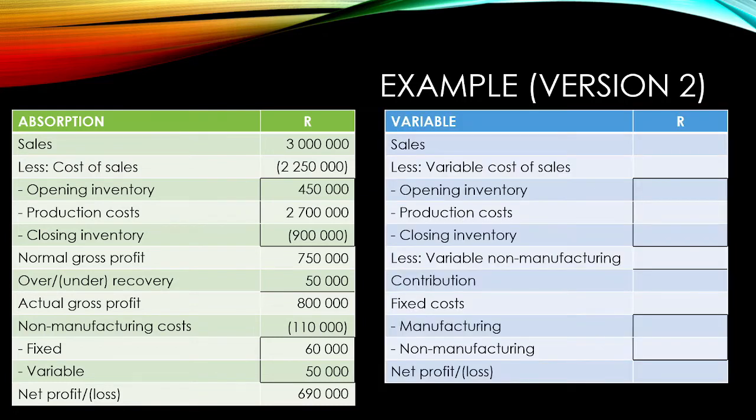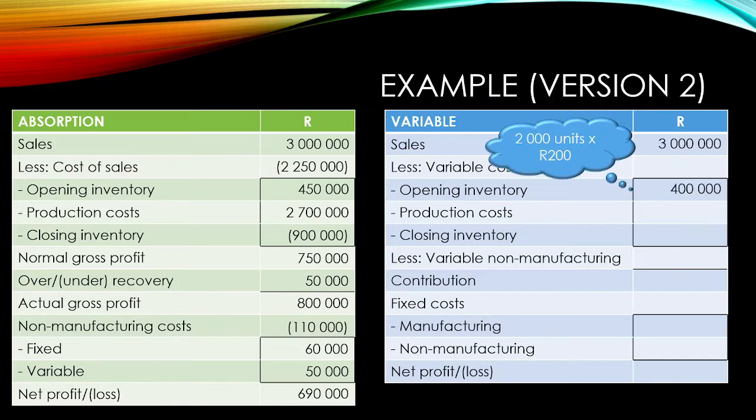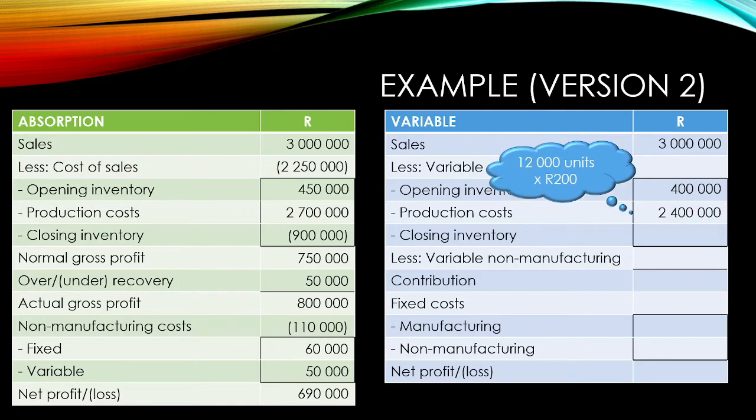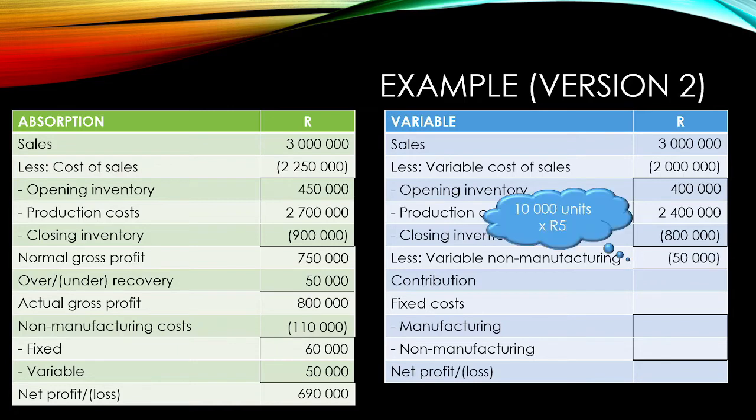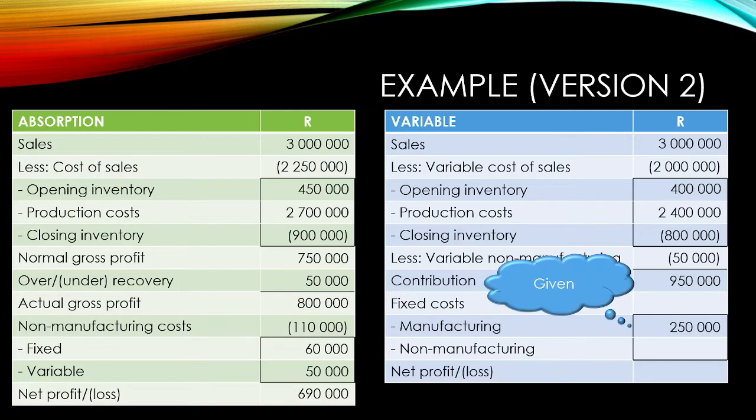For our variable costing income statement, our sales and opening stock also remain the same. Our production costs are now based on the production of 12,000 units, while our closing inventory is based on the 4,000 units. We can again arrive at our variable cost of sales of 2 million Rand. And we can deduct our variable non-manufacturing costs to arrive at our contribution. We can then subtract our fixed costs that were again given to us in the scenario, and we arrive at a net profit of 640,000 Rand.